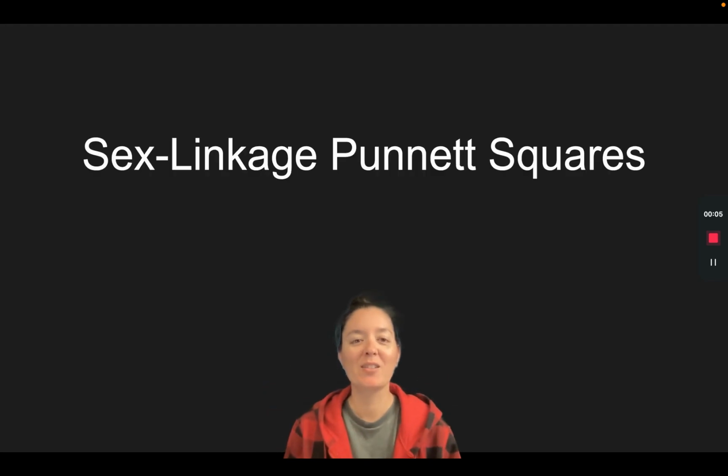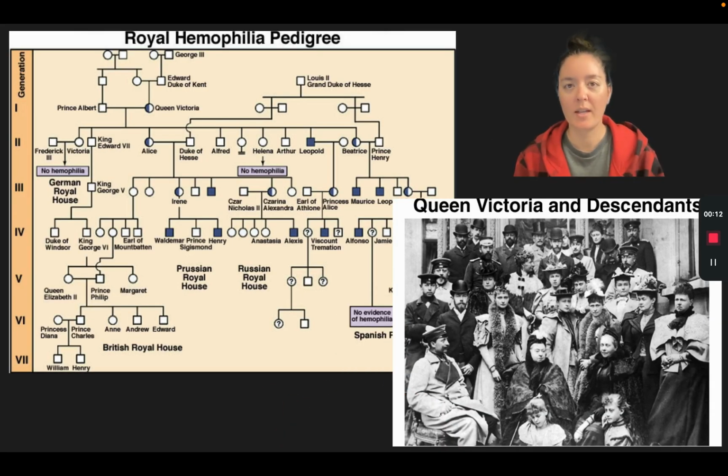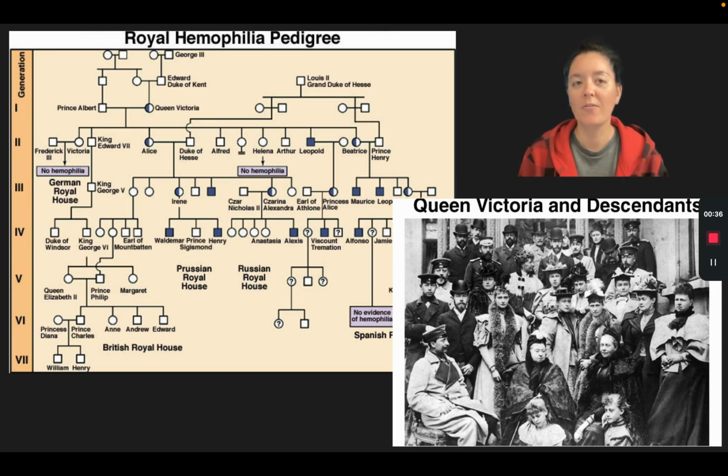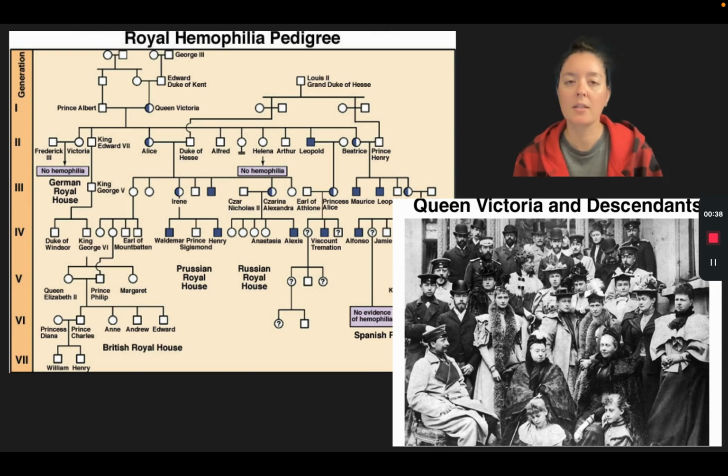Welcome, science friends, to sex linkage Punnett squares. We're going to use Queen Victoria and her family as an example for making our sex linkage Punnett squares. Queen Victoria's family is famous for having hemophilia. This is a sex-linked trait that is passed down throughout generations.